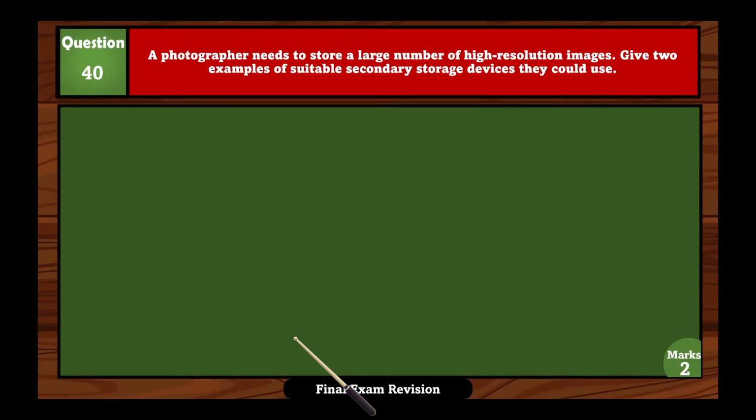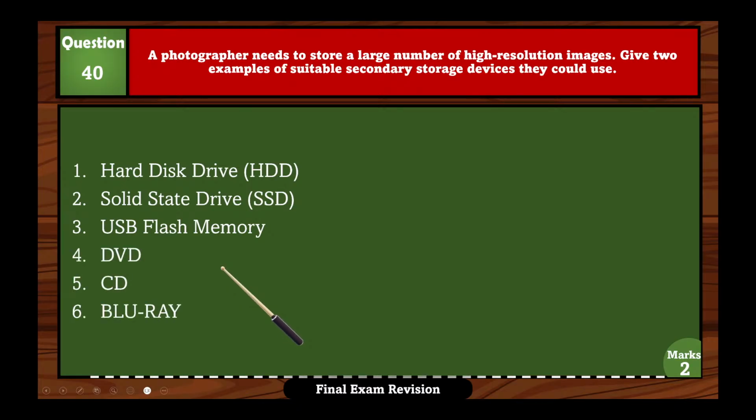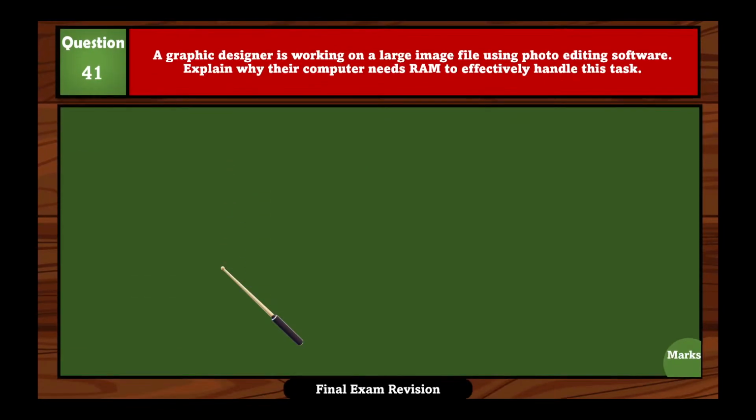Question number 40. A photographer needs to store a large number of high-resolution images. Give 2 examples of suitable secondary storage devices that they could use. So now you need to give me the names of secondary storage devices. Okay, so secondary storage devices are hard disk drive, solid state drive, SSD, USB flash memory, DVD, CD, and Blu-ray disc.